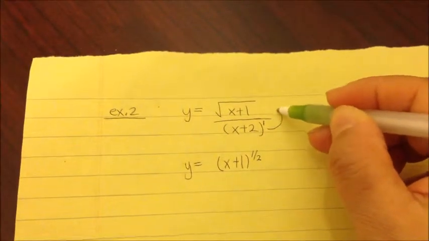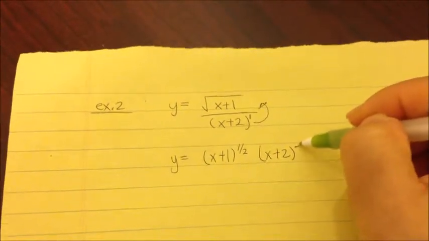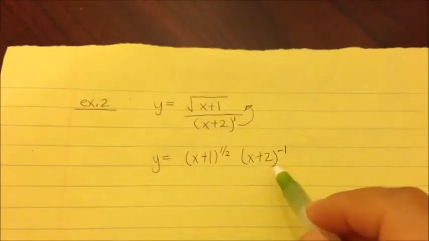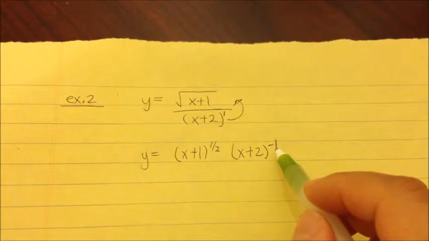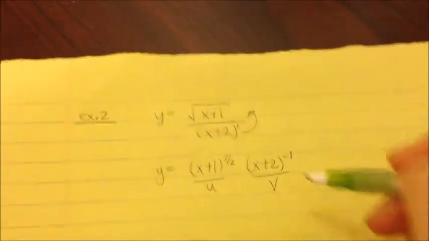If it's an exponent of 1 and I bring it up, this becomes now x plus 2 to the negative 1, right? Because that's the algebra 2 part of it, which is bringing things up right there. Okay, now this becomes a uv problem again. So here's our u, here's our v.